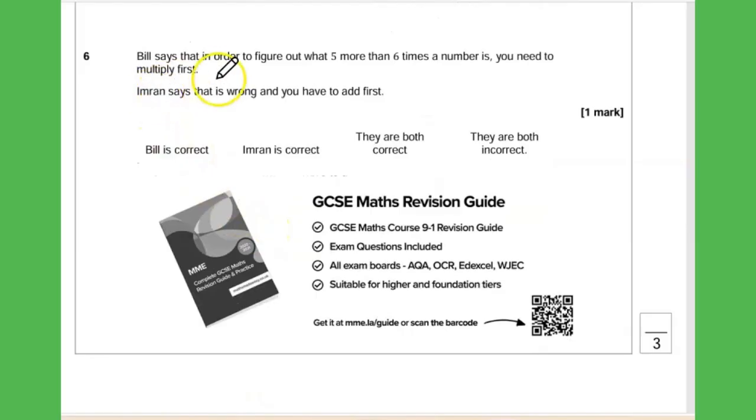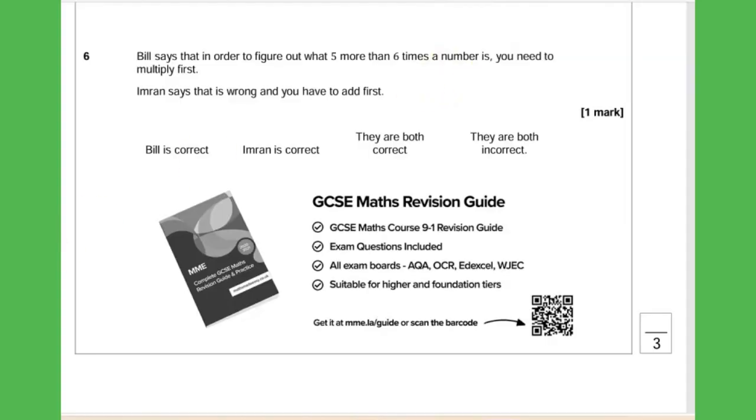Then number 6, Bill says that in order to figure out what 5 more than 6 times a number is, you need to multiply first. Imran says that is wrong and you have to add first. So now let's see who is correct. Bill says that in order to figure out 5 more than 6 times a number. So what would be 5 more than 6 times a number?